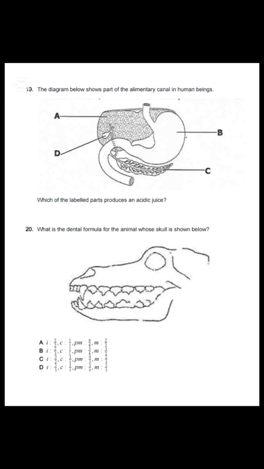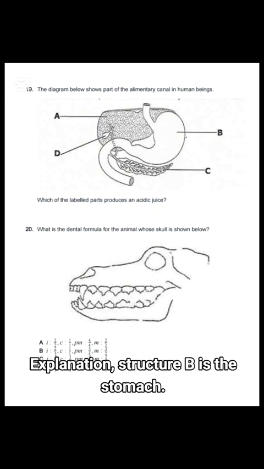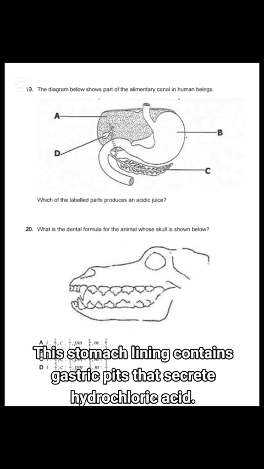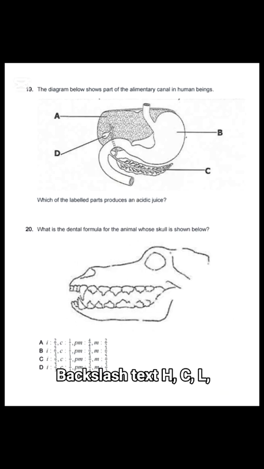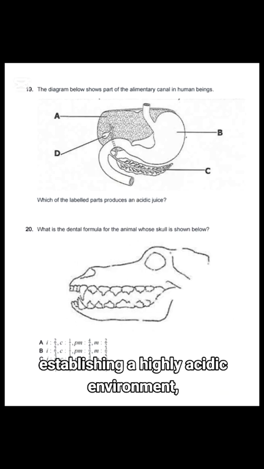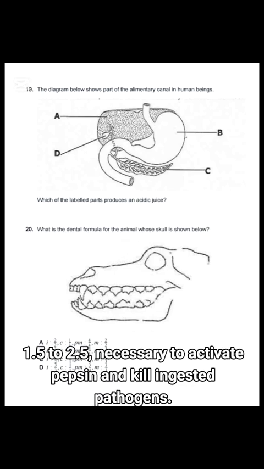Question 19. Answer: B. Structure B. Explanation: structure B is the stomach. The stomach lining contains gastric pits that secrete hydrochloric acid, HCl, establishing a highly acidic environment, pH 1.5 to 2.5, necessary to activate pepsin and kill ingested pathogens.